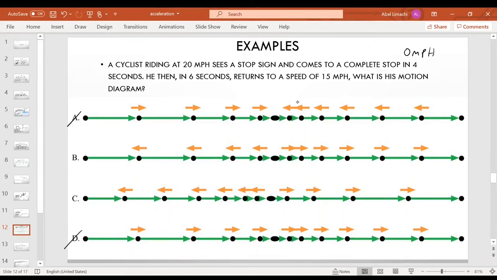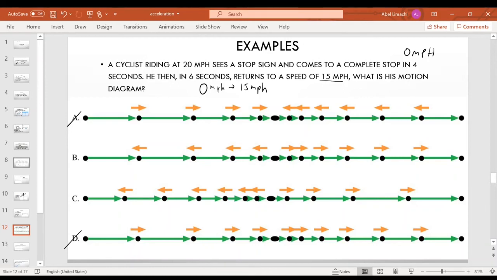Alright, he then, in 6 seconds, returns to a speed of 15 miles per hour. Okay, well he goes from 0 miles per hour to 15 miles per hour. This means he's going away from 0. He's speeding up. So this means that the velocity and acceleration must be pointing in the same direction. But both B and C have that value. The velocity and acceleration are both in the same direction.